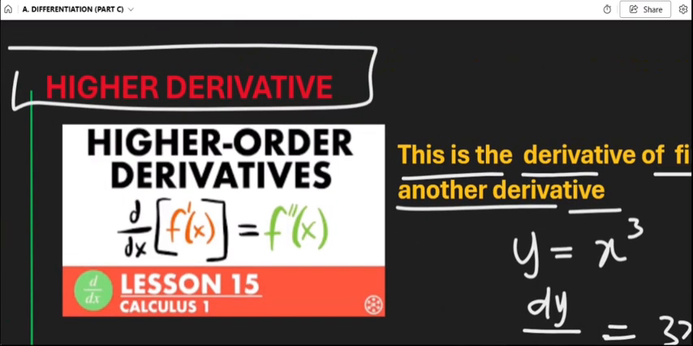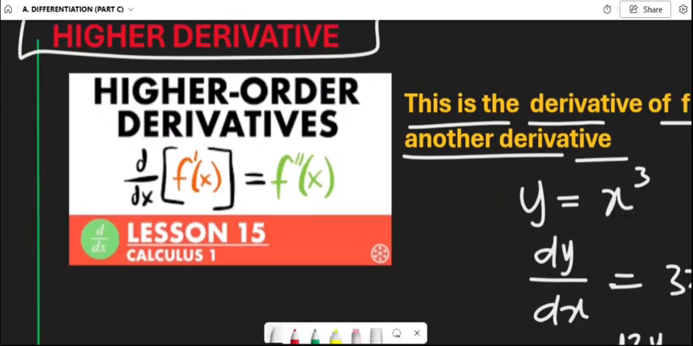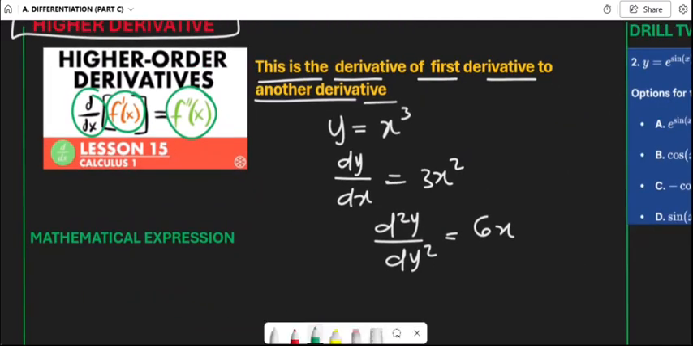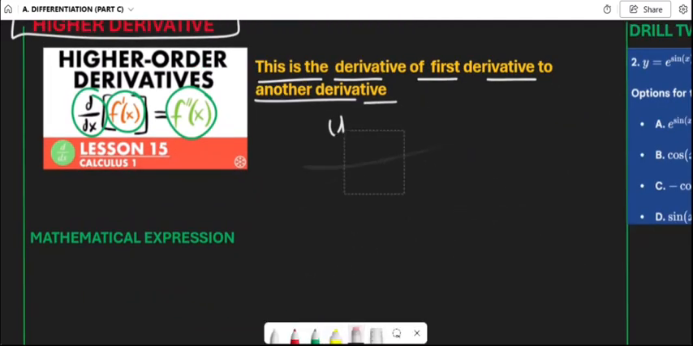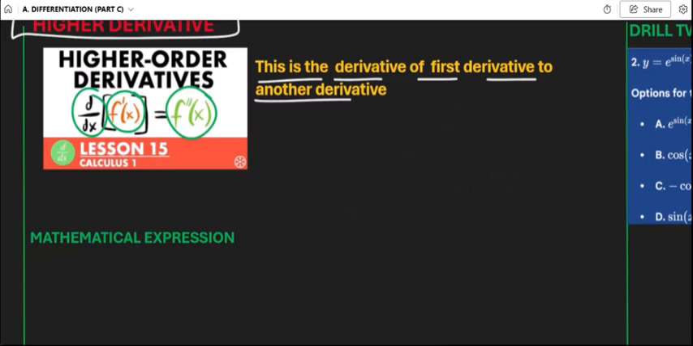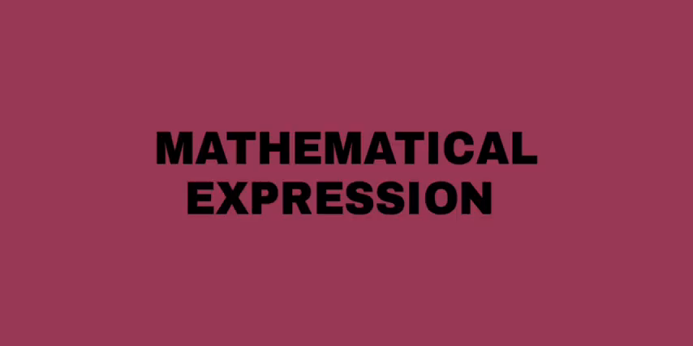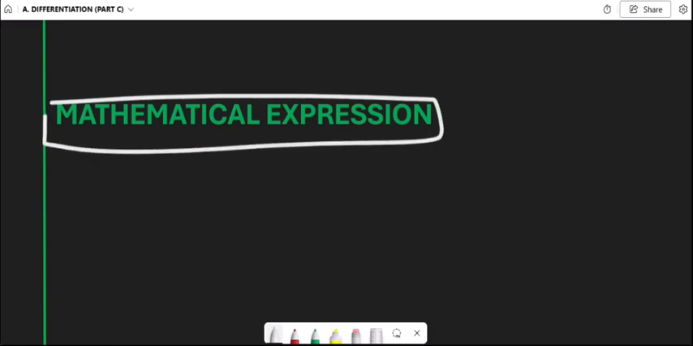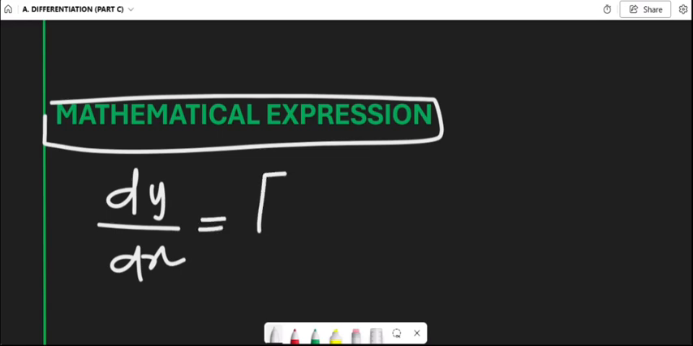Now coming down to the picture we see here, as you can see, at first it was already derived. Now they derive it again, forming what we call higher derivative. Now in higher derivative, we have different kinds of derivative. For instance, let's give a mathematical expression of what we are talking about. We have dy over dx, which is called first derivative.